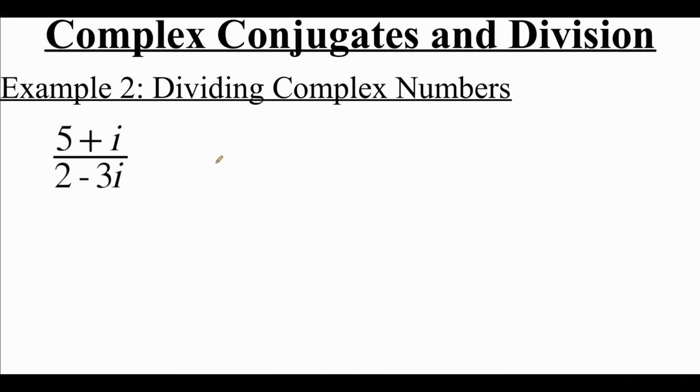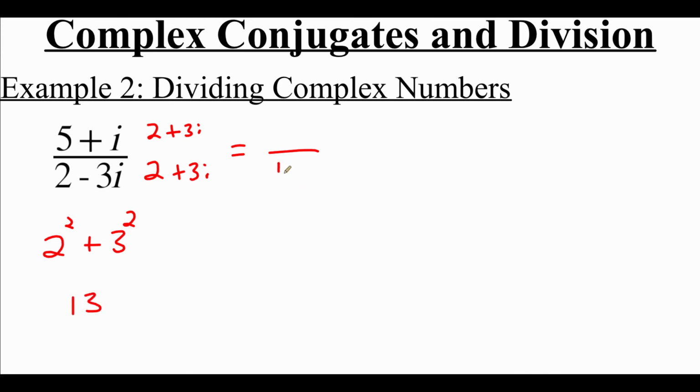In this example, we've got the fraction 5 plus i over 2 minus 3i. So we're going to look at the denominator again and figure out its conjugate. So we've got 2 minus 3i, so the conjugate is the opposite of that, so 2 plus 3i, and we need to multiply by that on top and bottom of the fraction. Now again, I'm going to use my a squared plus b squared shortcut on the bottom, so my a value is 2, and my b value is 3. We need to square each one of those. 2 squared is 4, 3 squared is 9, so that denominator is going to be 13.